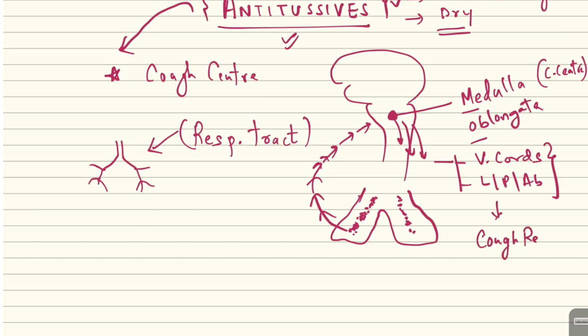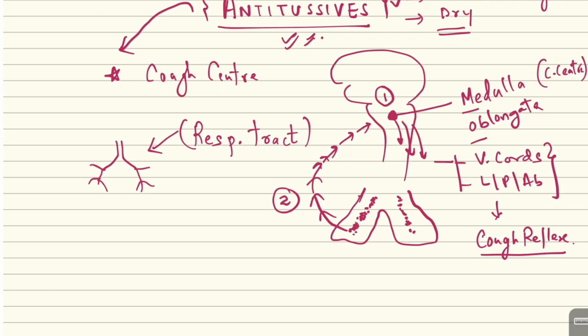So this is how normally the cough happens. So what these antitussive drugs do, they basically act at two levels. First, they act at the cough center level, and also they act at the periphery in the respiratory tract.